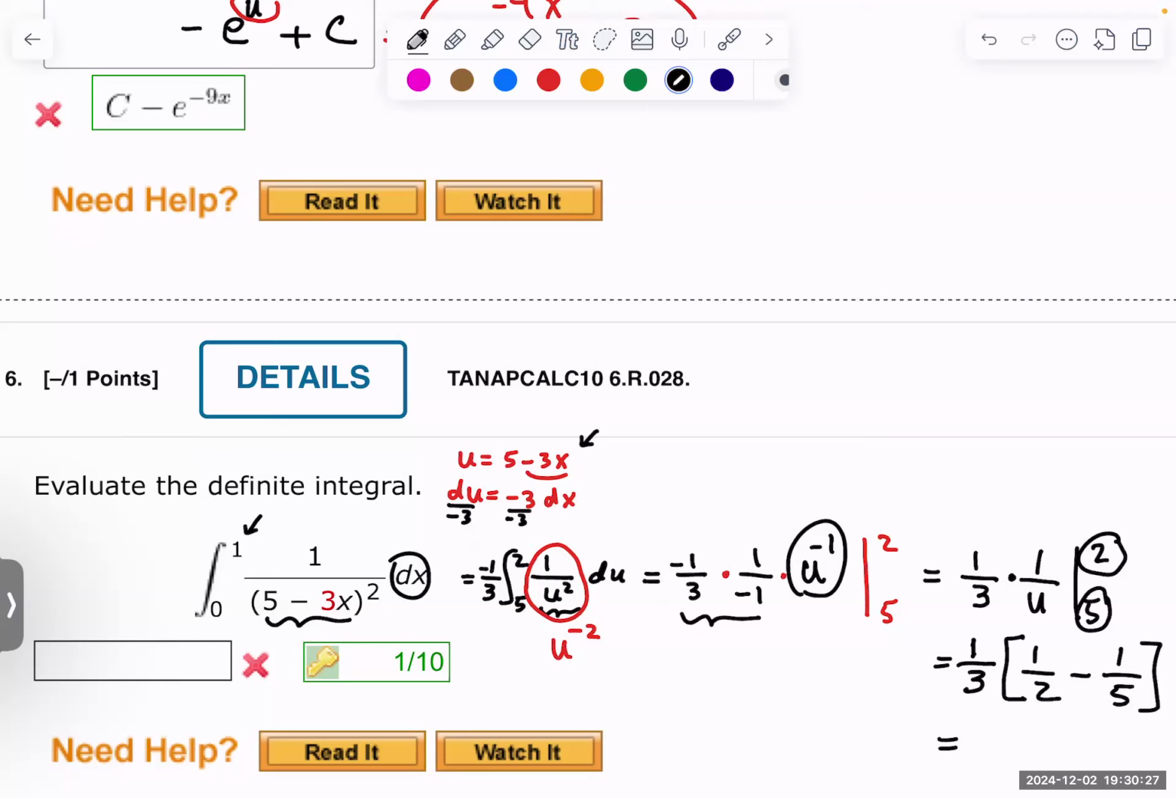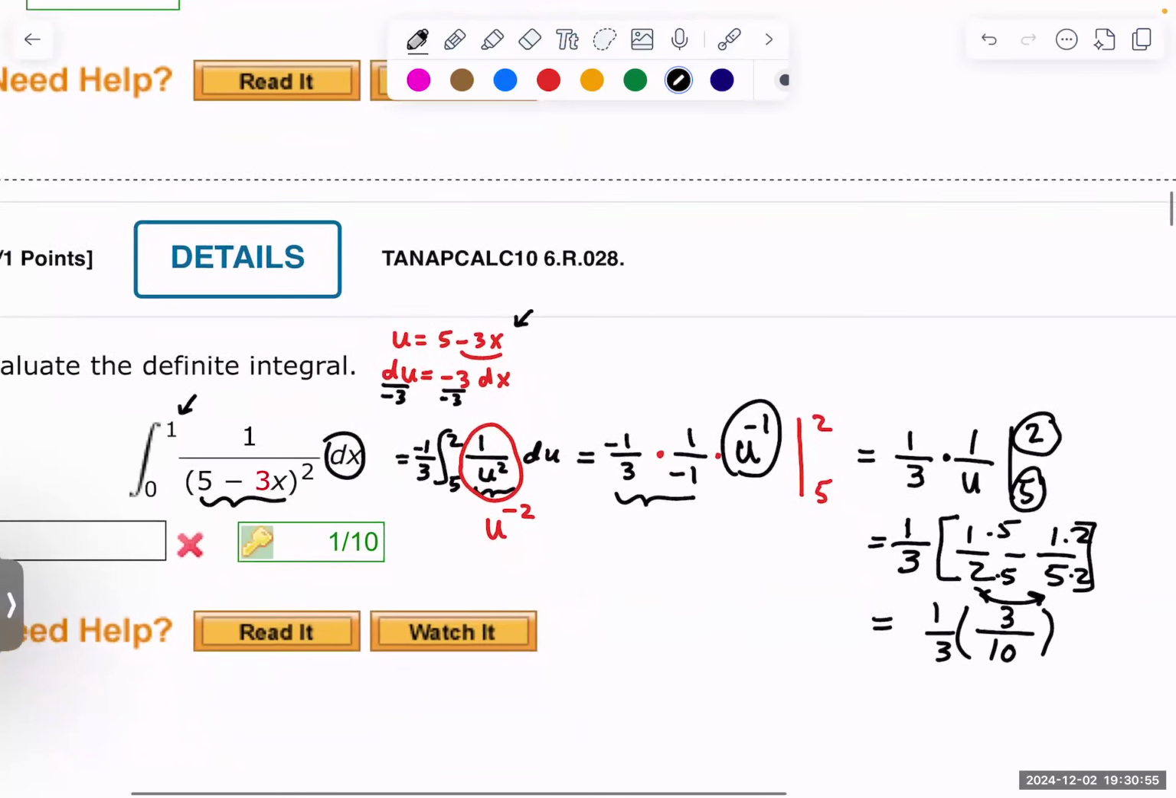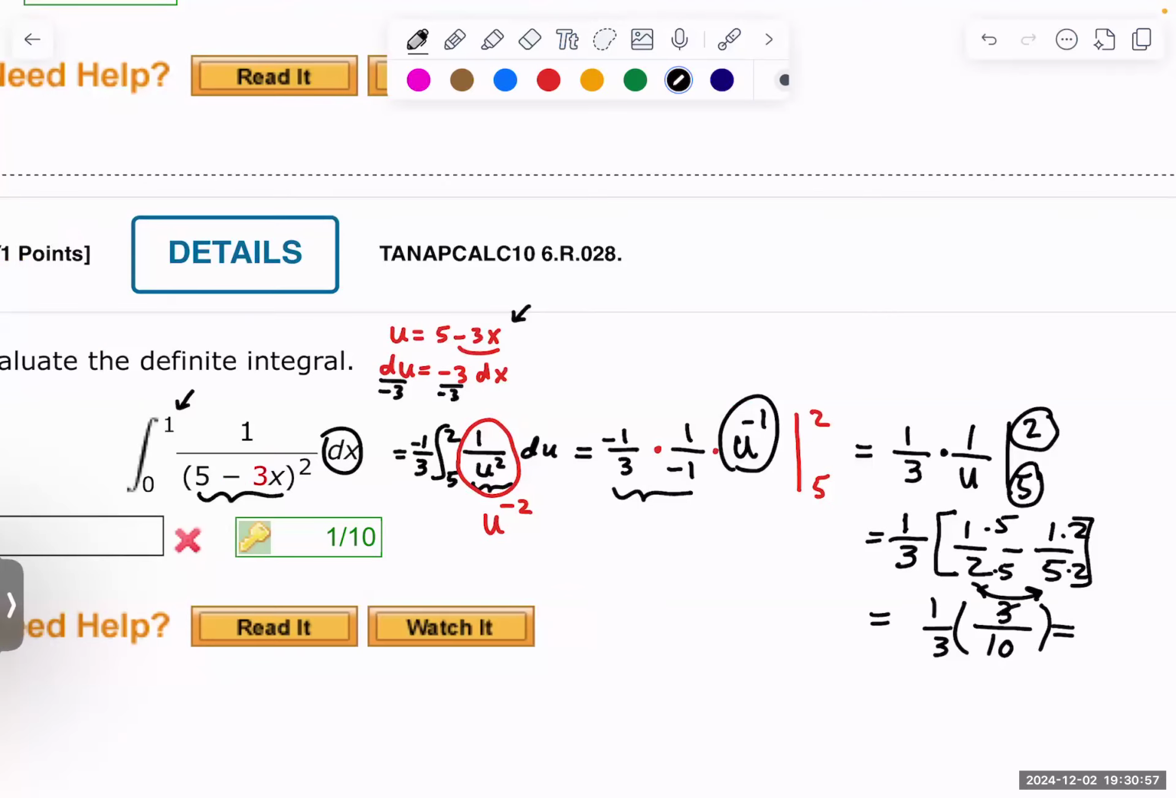So now do the math. You can use your calculator. 1/2 minus 1/5. Get a common denominator. Multiply top and bottom of this one by 5, top and bottom of this one by 2. It's 10. 5 minus 2 is 3. Again, your calculator also has the key to do fractions. Now 3 and 3 cancel. You have 1/10. 1/10 is the answer.